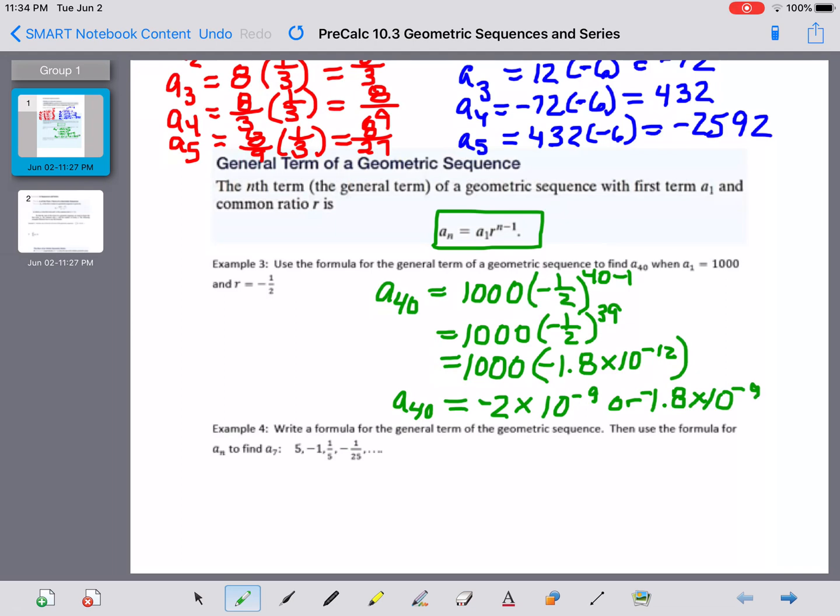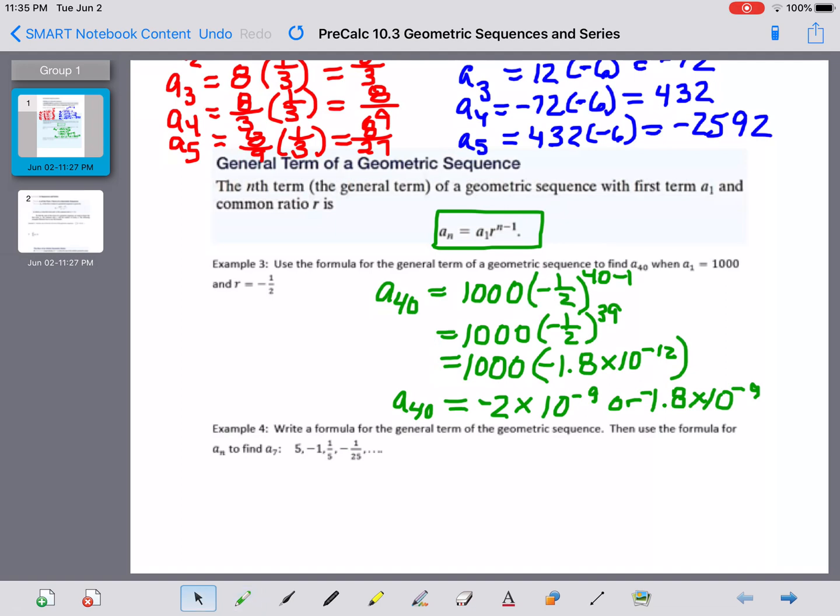Okay. And just a heads up, when you have these ratios that are fractions, when you go to higher and higher terms, of course your number's going to get smaller and smaller. So you're going to see the scientific notation pop up if you get into really high terms. Okay, so don't be shocked when you see that.